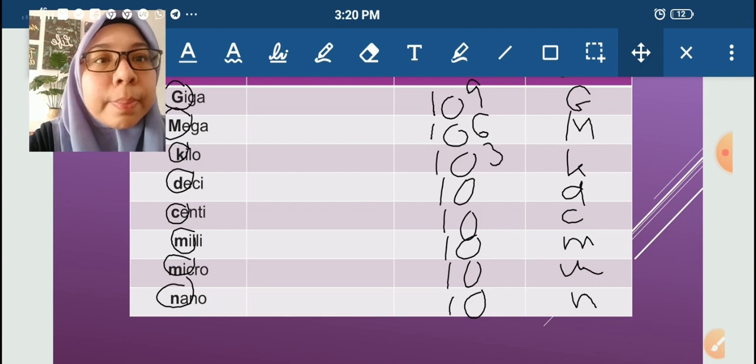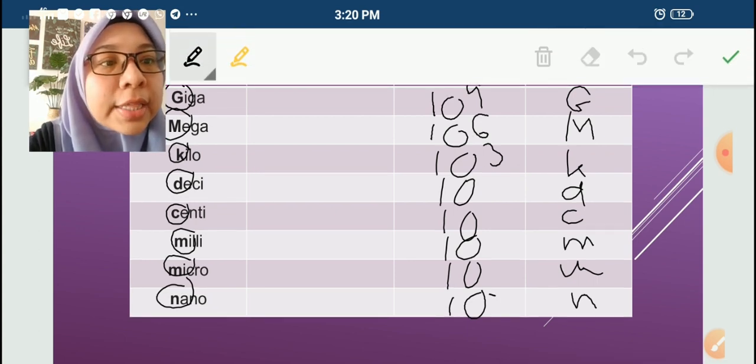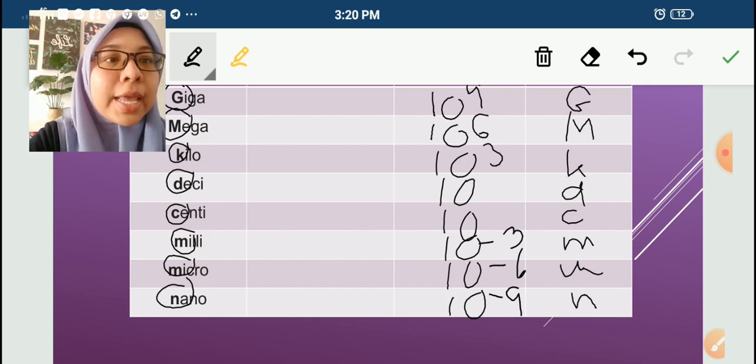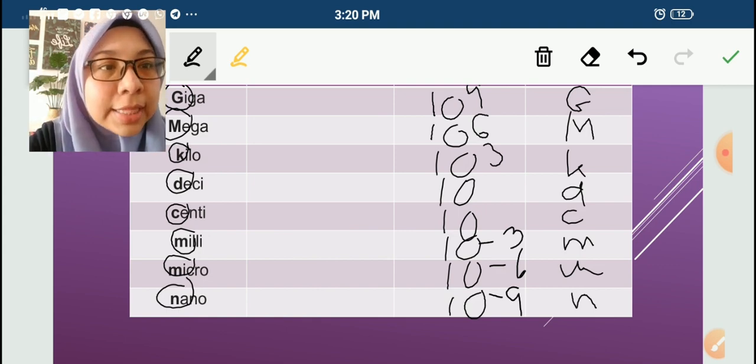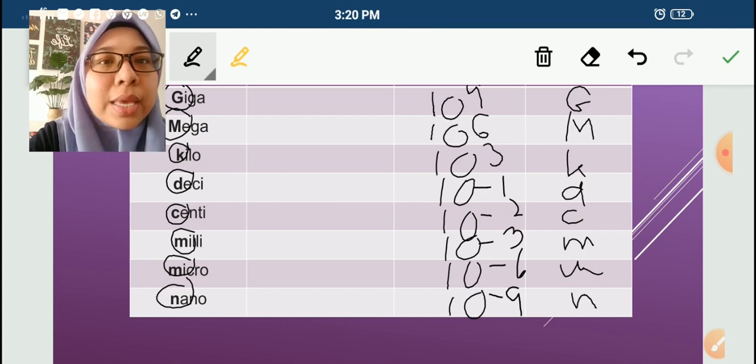Next, we start from nano, from the bottom part: negative 9, negative 6, negative 3. Those are multiples of 3. Then for deci and centi, we add negative 2 for centi and negative 1 for deci. That is how we can memorize the values of the prefixes.